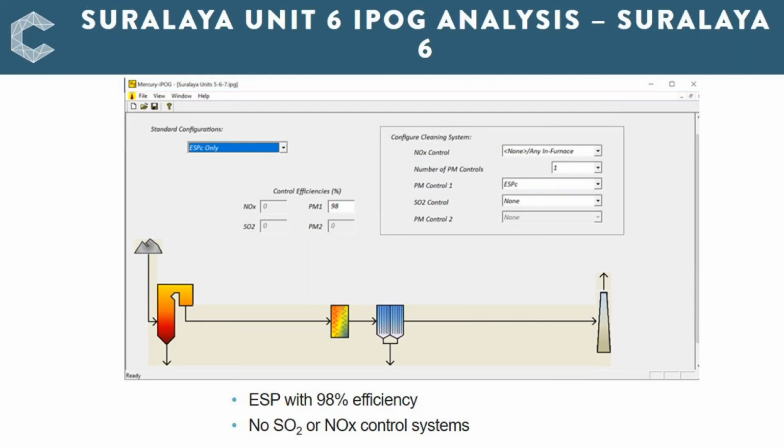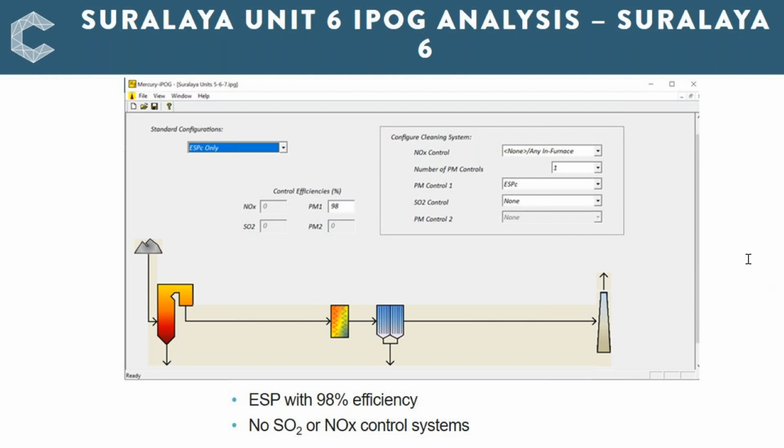So let me go to my favorite tool, the iPOG, and these are again, to answer the question from one of the attendees previously, using actual data for Suralaya Unit 6 to the best of our knowledge based on available data. And again, we would hope to refine this information with technical staff from Suralaya if we decide to proceed with that unit.